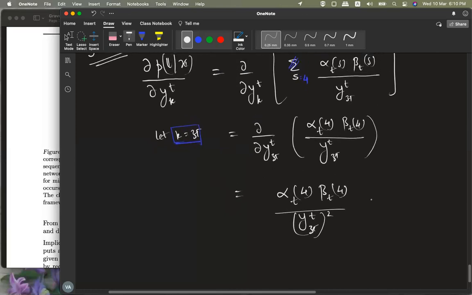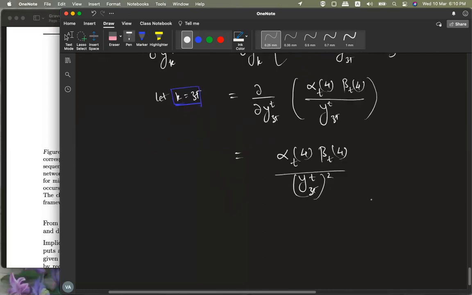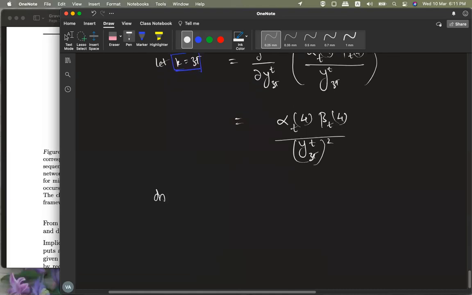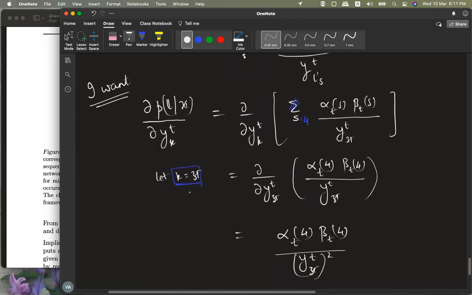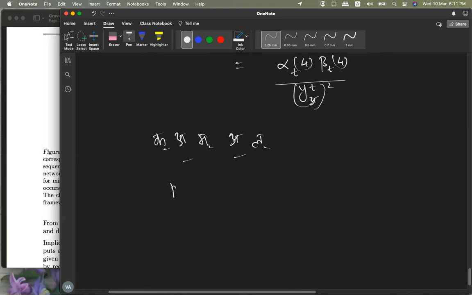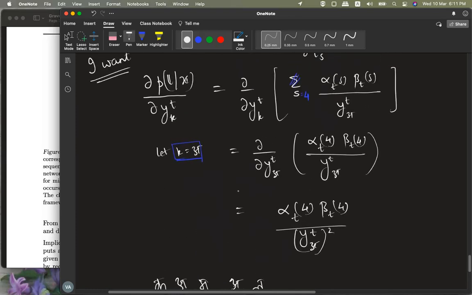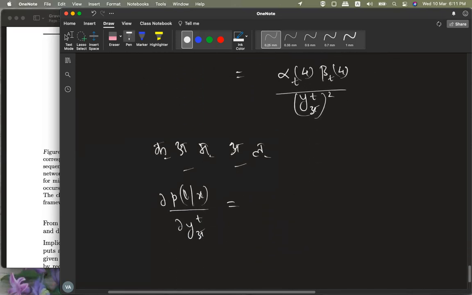Now there could be a case when a label is appearing twice. For example, in the sound Kamala, Ka, Ma, La, the label is appearing twice here. What will happen? Let us see. So this term, the derivative of P(l|x) by dou y_t, will be equal to what? Now let us keep the derivative term as it is.